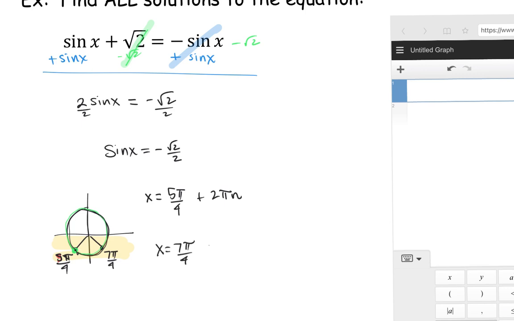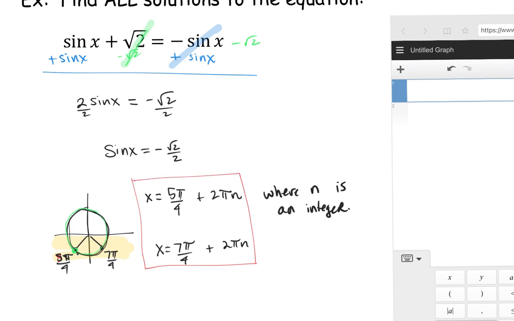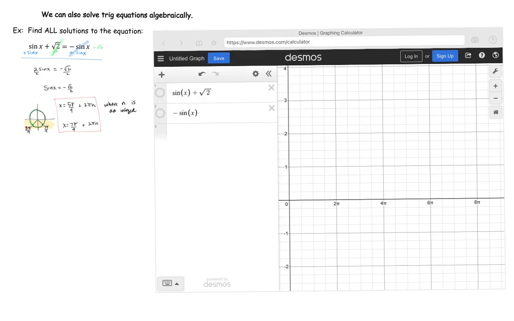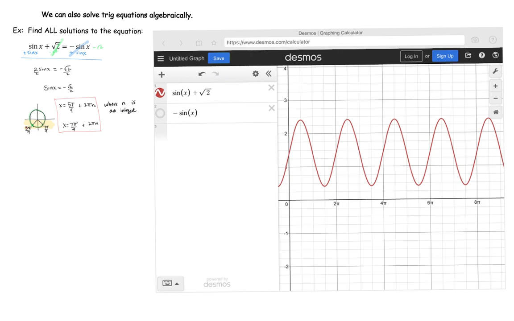Okay, and likewise for this other point. Okay, so there's both of our solutions, and we've listed every single possible one that we could get, where n is an integer, and so 2 pi n just represents any multiple of 2 pi. So let's see what this looks like when we graph. I'm going to graph the left-hand side, sine of x plus square root of 2, and I'm also going to graph the right-hand side, the opposite of sine of x.